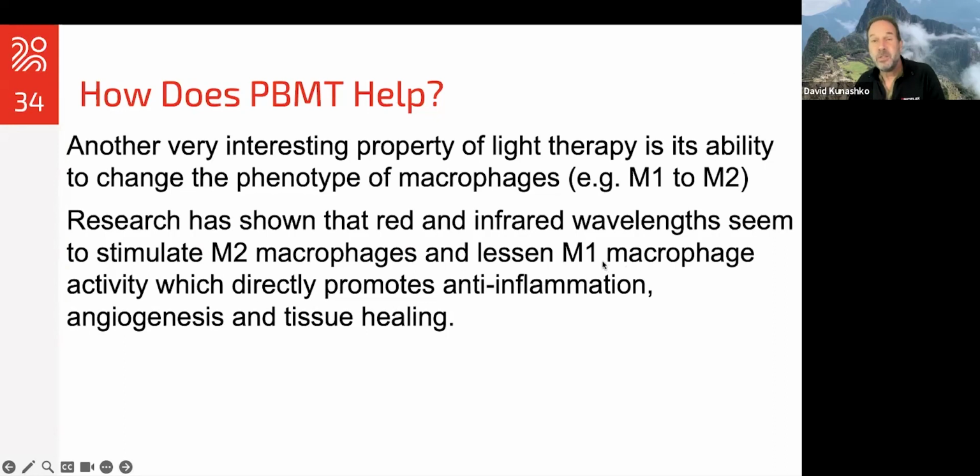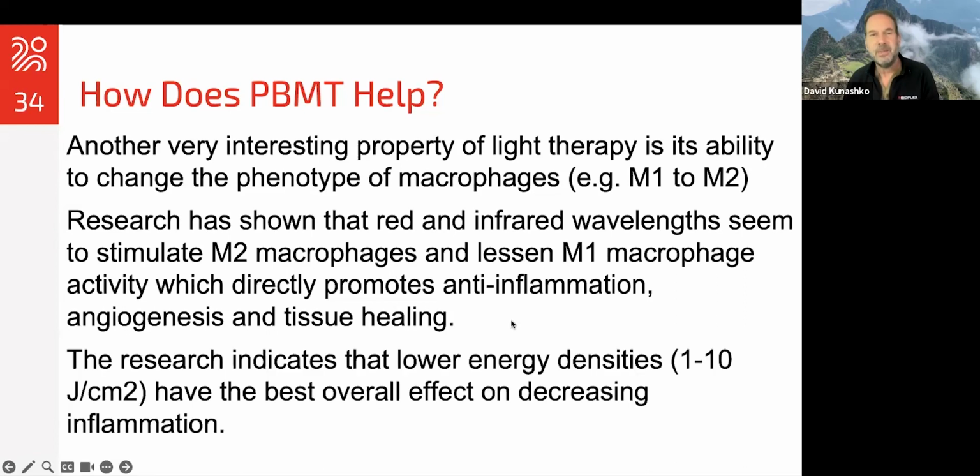So research has shown that red and near-infrared wavelengths seem to stimulate M2 macrophages and lessen M1 macrophage activity. And this directly promotes anti-inflammation, angiogenesis, and tissue healing. In other words, M2 is what you want, M1 is what you don't want. So you want to go from Clark Kent to Superman is, I guess, what I was saying.